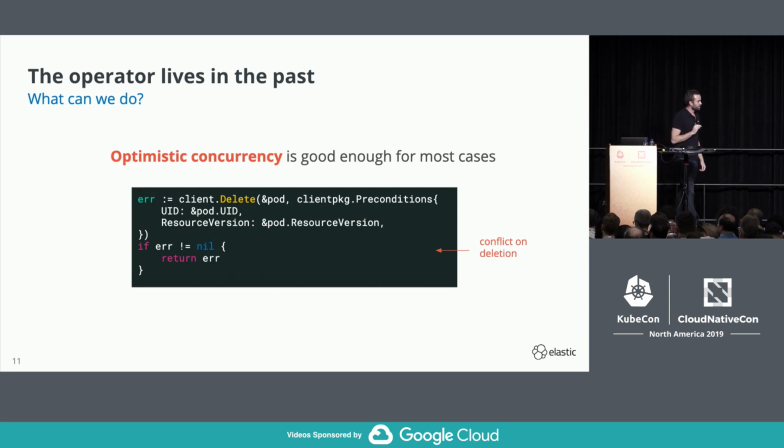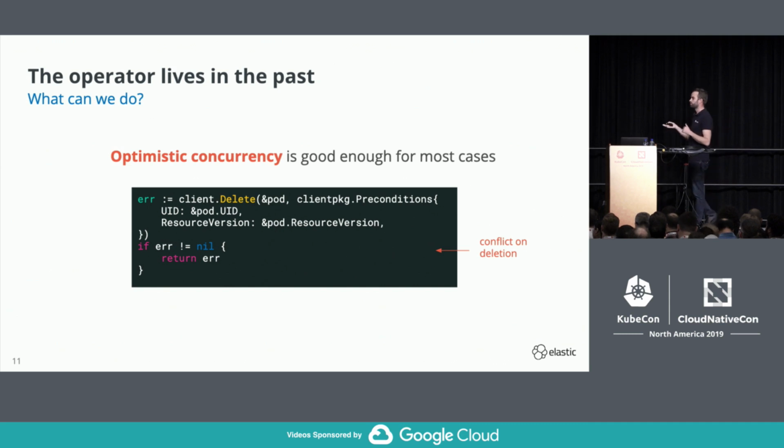Deletions basically work the same way. Here I'm using the controller-runtime client to talk to the API server. Whenever I do a deletion, I can just pass in the UID of the resource I want to delete and also the version of that resource, so I don't, for example, by accident delete a resource I would probably not have deleted if I had the proper version of that resource.